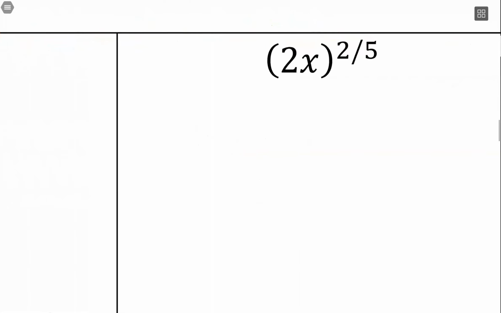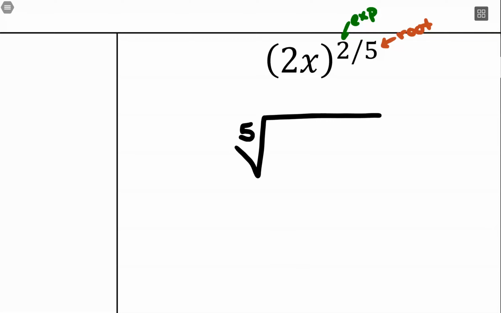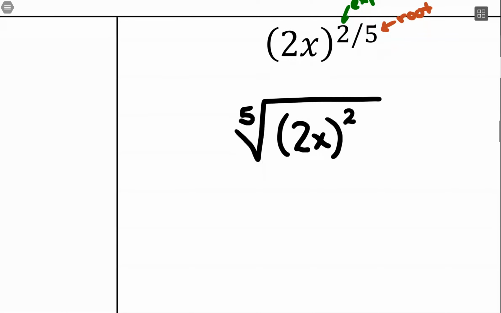And our last one here, we have 2x in parentheses, and then we're working with an exponent of 2 and a root of 5. So what we're going to be taking is a 5th root of everything in the parentheses, that 2x raised to an exponent of 2. It's very important to bring those parentheses through, that this whole 2x is going under this radical, and similarly it's all going underneath that exponent.